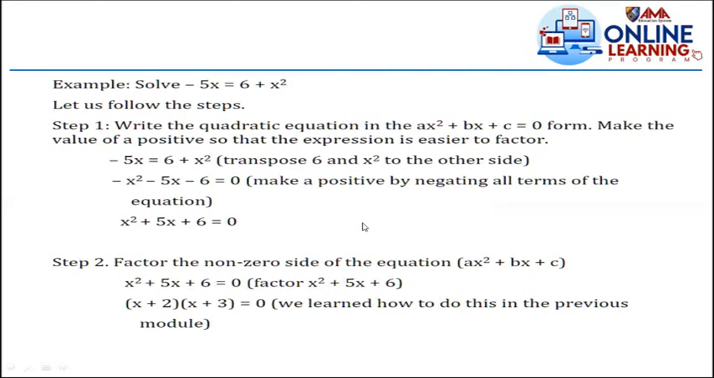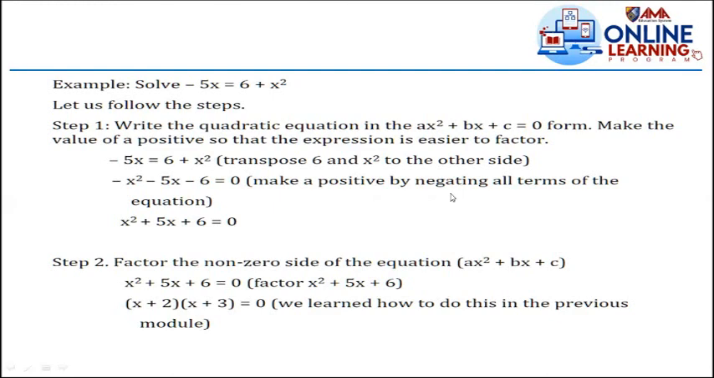Step number 1, write the equation in the form ax squared plus bx plus constant is equal to 0. Make the value a positive so that the expression is easier to factor. So dito, negative 5x equals 6 plus x squared, transpose 6 and x squared to the other side. So ito ililipat natin. Pag nag-transpose tayo, magpapalit po tayo ng sign. So we have negative x squared minus 5x minus 6 is equal to 0.